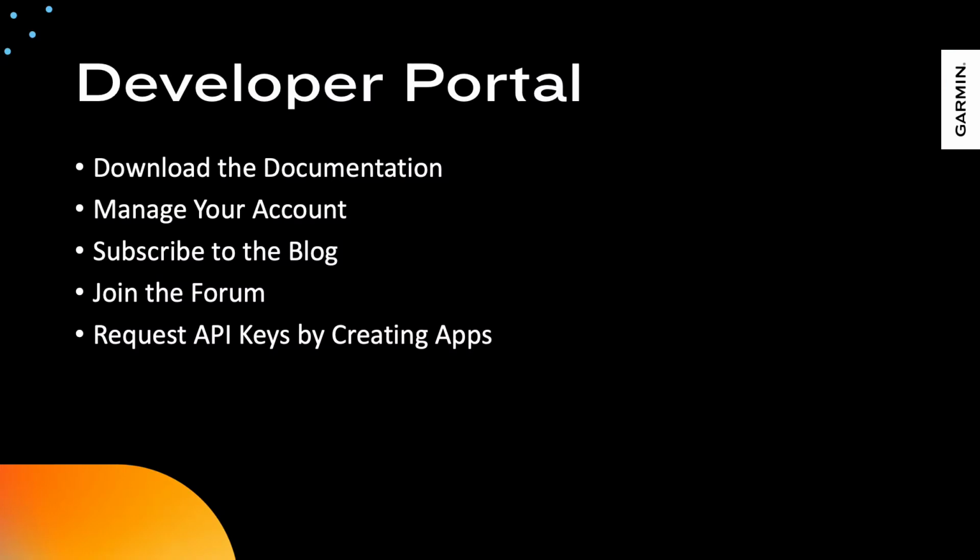In your approval email will be a link to the developer portal. The developer portal is your jumping off point for working with the APIs. The first time you log into the portal, you will need to use the Forgot Password option to set your password. Once you're logged into the developer portal, you can access the documentation, request API keys by creating your first app, and add other developers to your company's account.